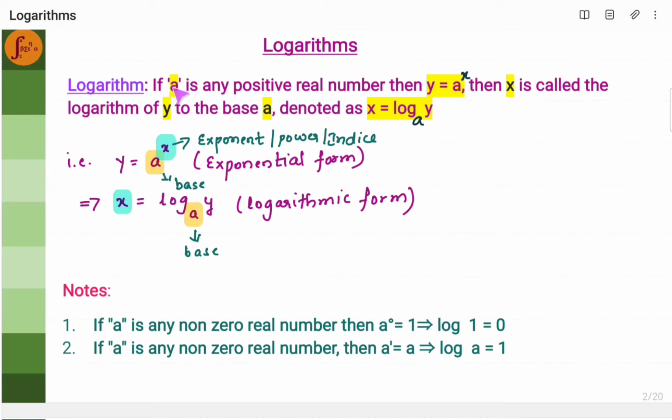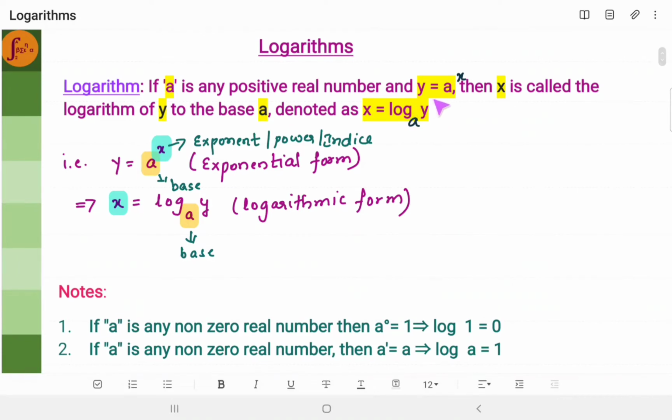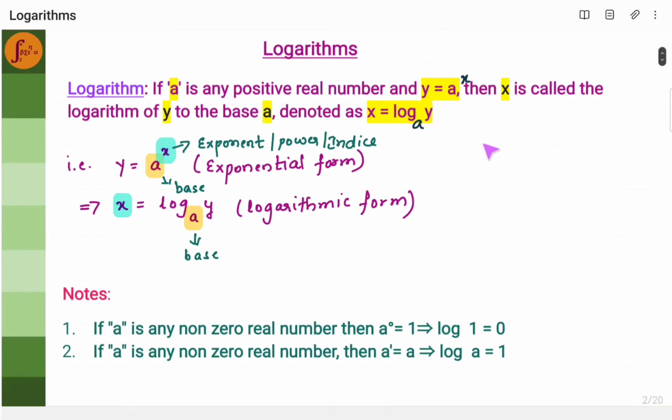So basically, a is any positive real number. In the example, we took 2. If a is any positive real number and y is equal to a to the power x, then x is called the logarithm of y to the base a, and it is denoted as x is equal to log of y to the base a. Now instead of a, we had taken 2, and 2 to the power x is equal to 64. So instead of y, we had taken 64.